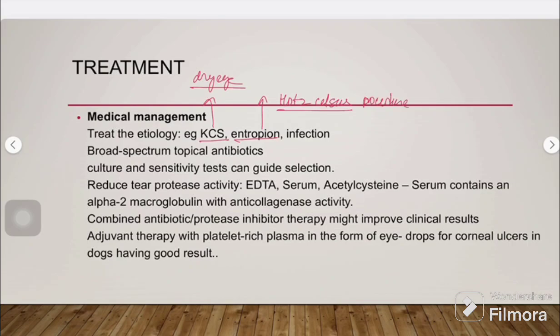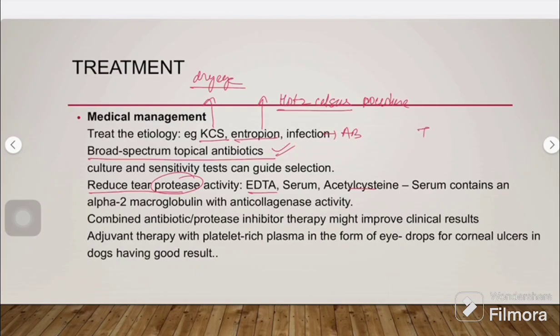In fact, for infection we should give antibiotics. For bacterial infection we should give antibiotics. Broad spectrum topical antibiotics should be used. We should reduce the tear protease activity by EDTA, serum, acetylcysteine. Serum contains alpha 2 macroglobulin, which works as an anticollagenase. Combined with antibiotic and protease inhibitor therapy, we might improve the clinical results of the disease.